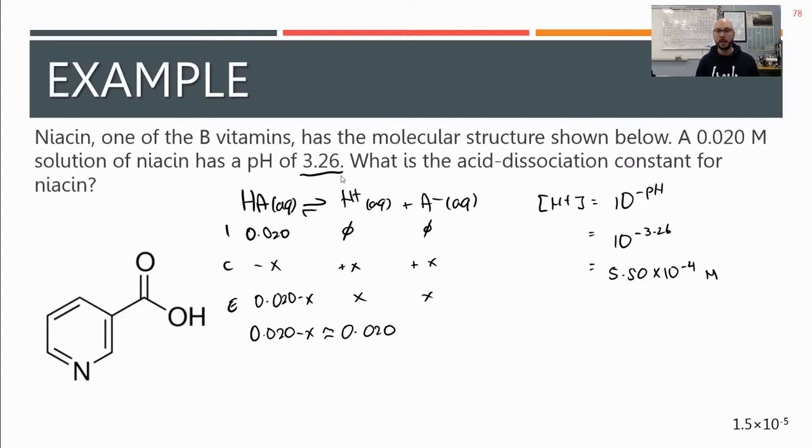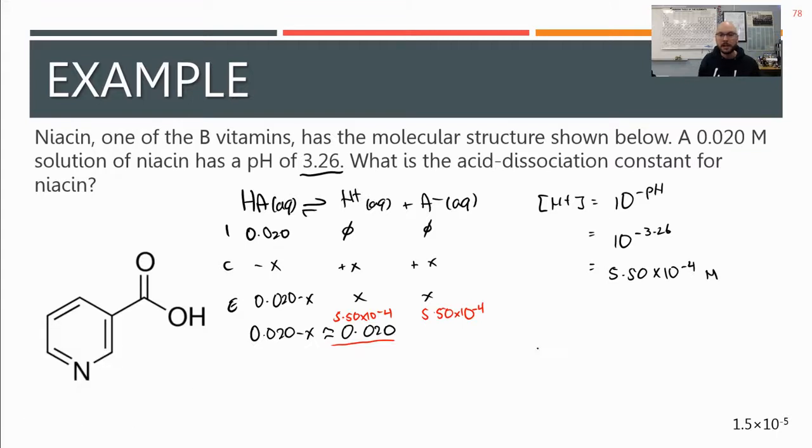So it's quite a bit stronger than what we've worked with so far. Anyways, now that I have that, if I know that X is equal to, in this case, H plus 5.0 times 10 to the negative 4, well, that must be also the same value for this. So 5.50 times 10 to the negative 4. And I have my equilibrium value of the HA, so it's just that.